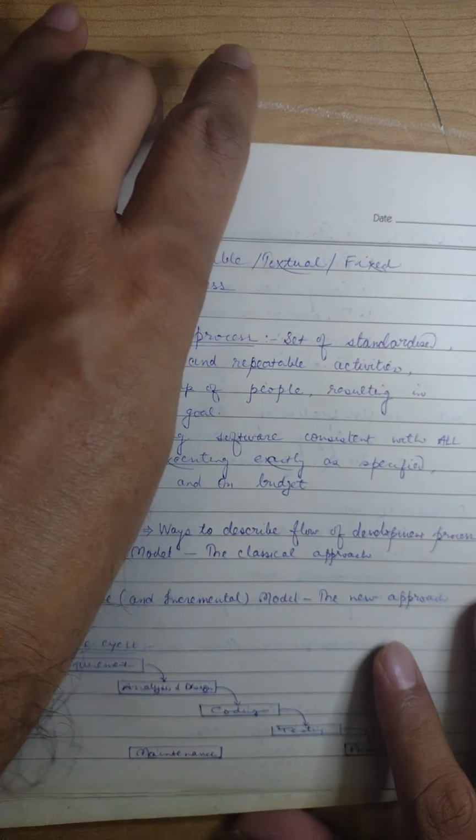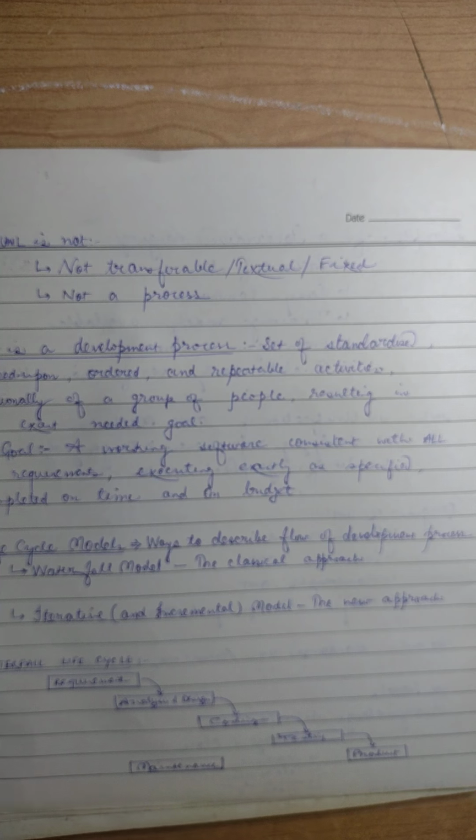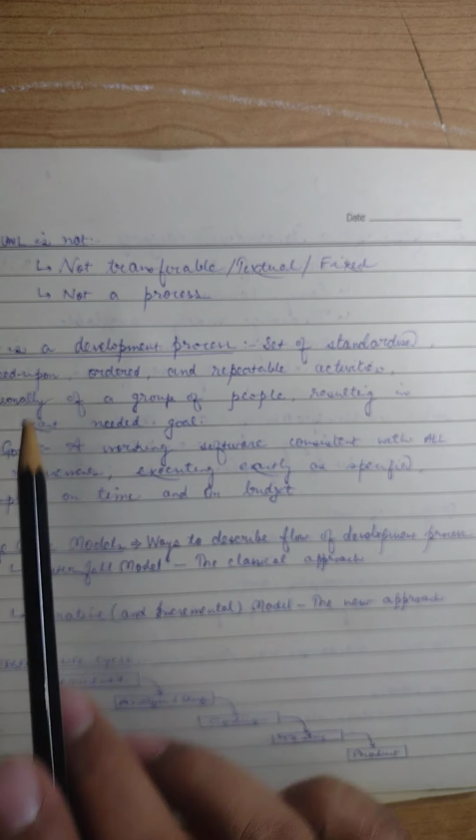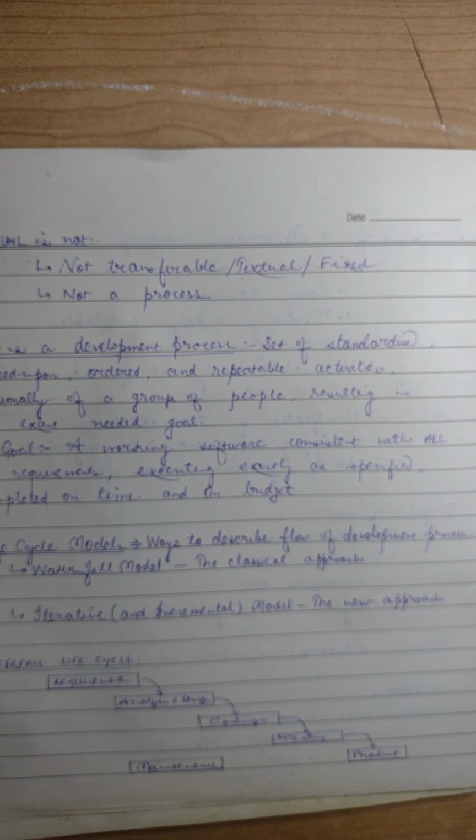Okay, now coming to what UML is not. UML is not transferable, textual and fixed. It is not a process. It is a modeling language. It's not a process.